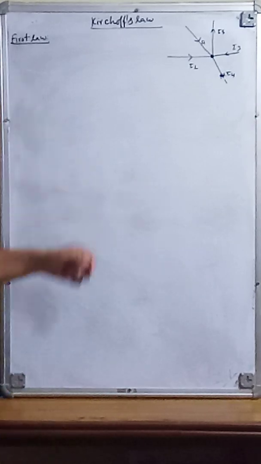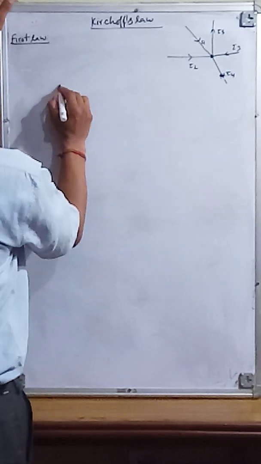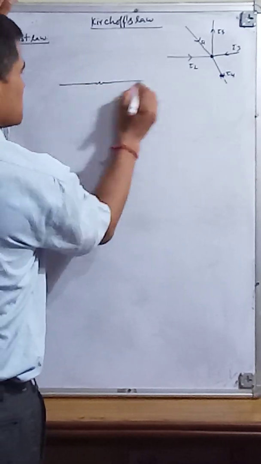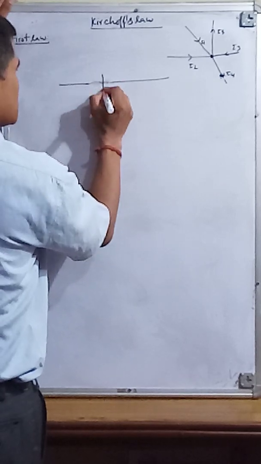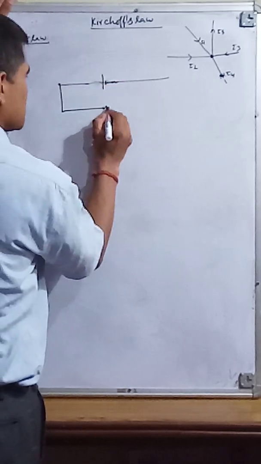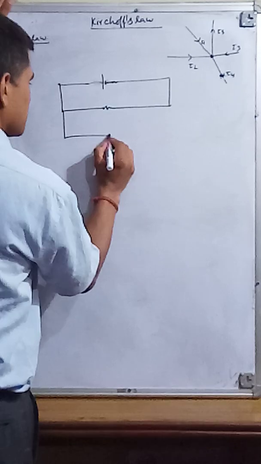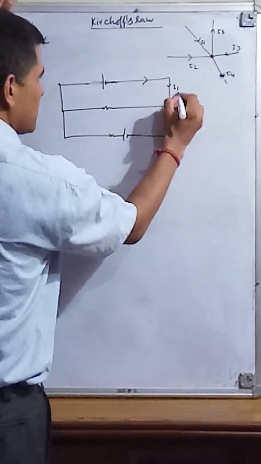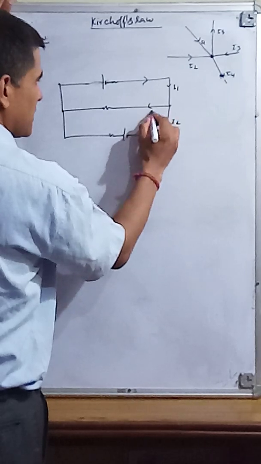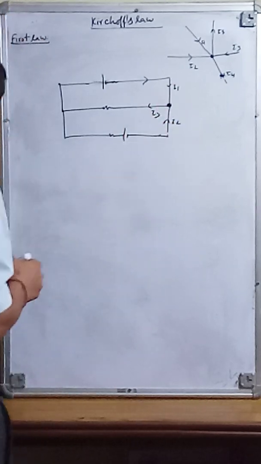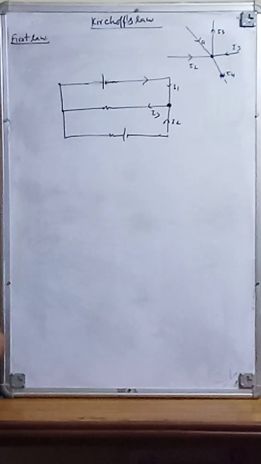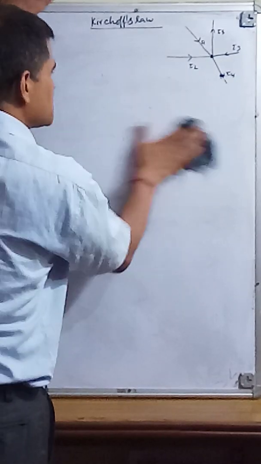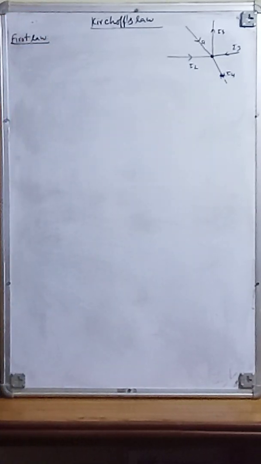In an actual circuit I can make it like this. Suppose this is one cell, and the circuit is like this. Here current I1 is coming, I2 is coming, and I3 is going. So this is a junction. A junction means where more than one current are coming or going.